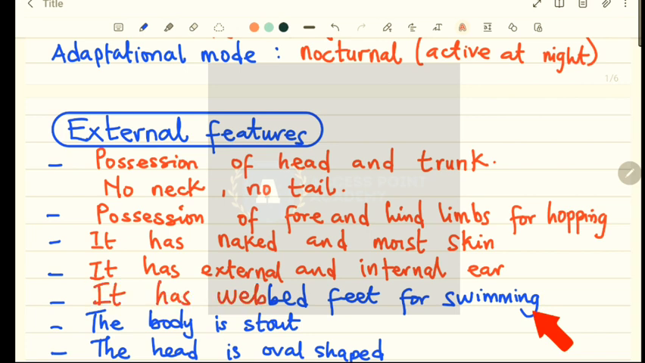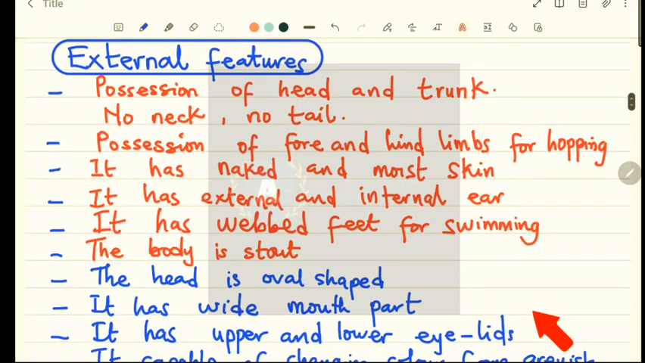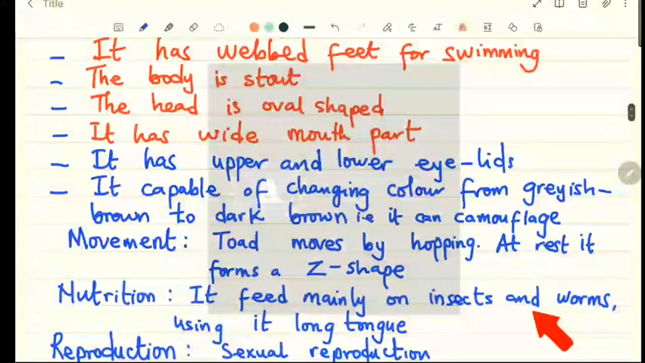So it has webbed feet for swimming, and also the body is stout. When the body is stout, we say it is small. The head is oval shaped. Note the shape of the head, and at the same time you should also note that it has a wide mouth.